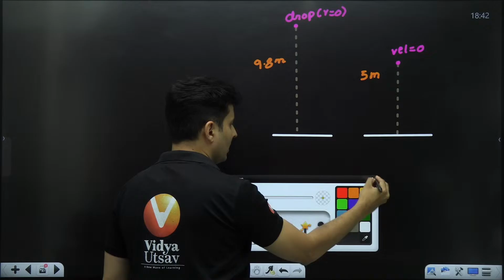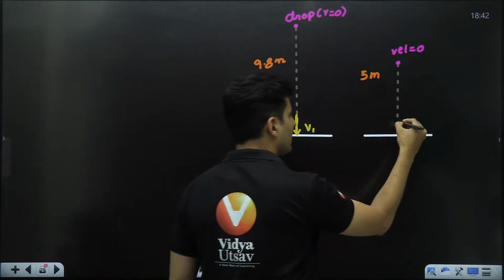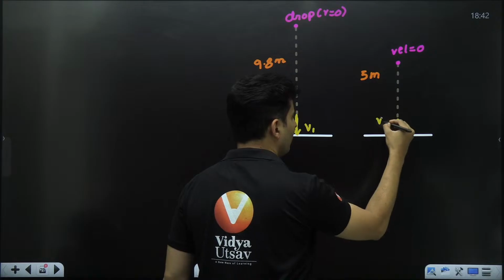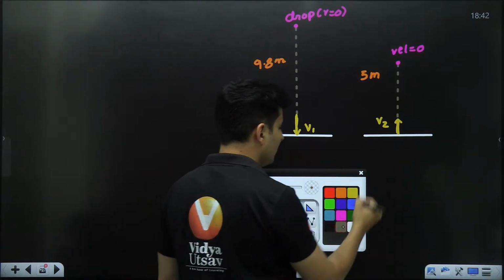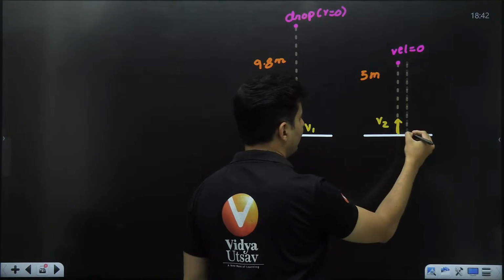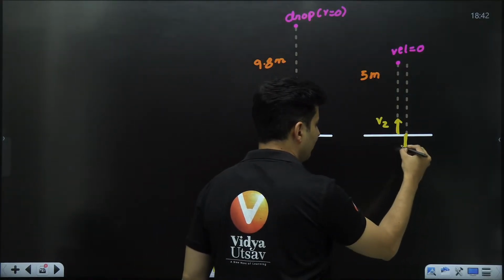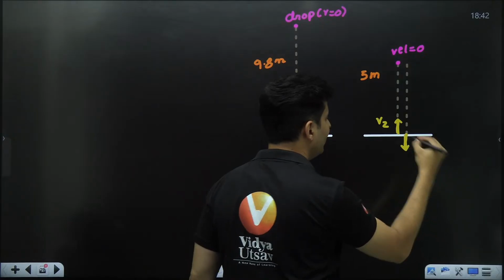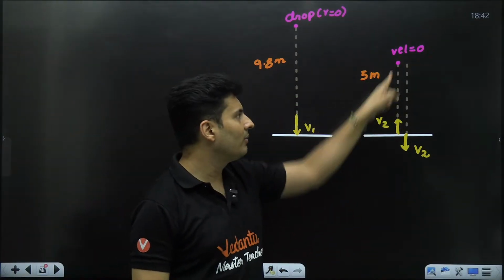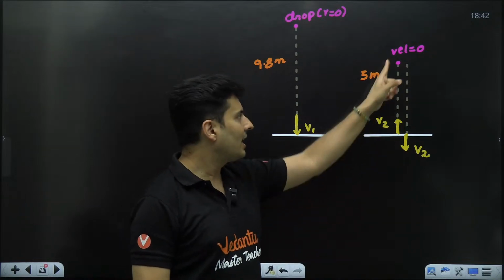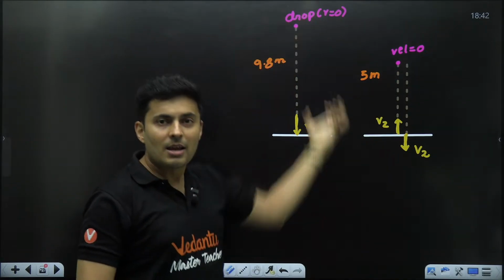So when it hits the ground, it hits the ground with some speed, but it rebounds with some new speed. But with whatever speed it rebounds, it is also obvious that after going up and coming down, it will come back and hit the ground with that same speed v2 because of symmetry. So it's as if dropping the ball from a height of 5 meters, and how much will be the speed? It's the same speed with which it will rebound.